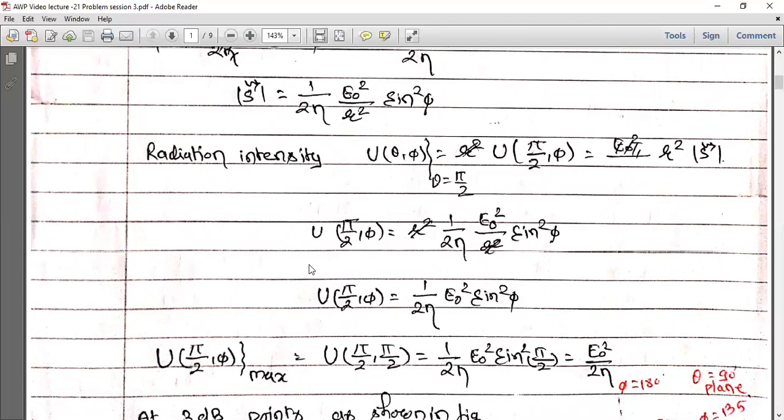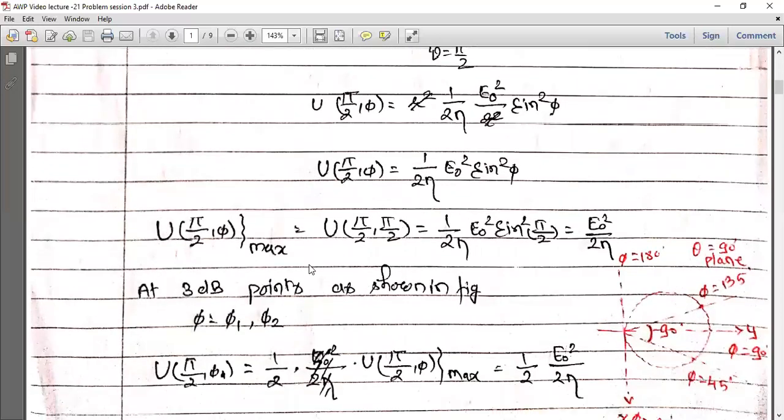What we have done till now: we were given the electric field intensity. Using the electric field intensity phasor, we found the time average power density at any arbitrary point. Once we have the time average power density, by multiplying it by r square, we find the radiation intensity at that particular point. Once we have radiation intensity, it represents the radiation characteristic of the antenna.